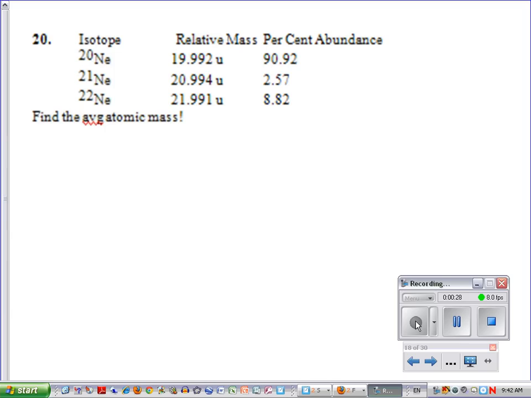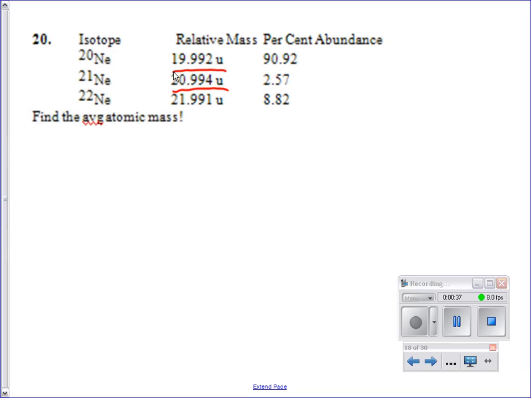So in number 20, here they have 3 isotopes, neon 20, 21, and 22. And they have the atomic masses of each individual isotope, each individual one. What does that U stand for? It's actually supposed to be more of a mu. Anyone know? An AMU, yeah, an atomic mass unit, an AMU.